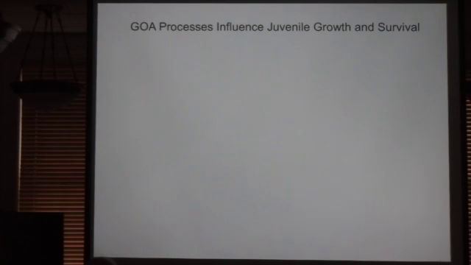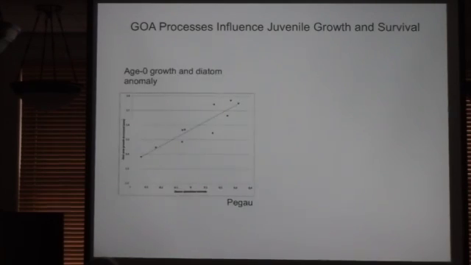So we think that these Gulf of Alaska processes are really important in juvenile herring growth and survival. And there's some other data that contribute to that conclusion, which is some of Scott's work, where he's looked at age 0 herring growth and the diatom anomaly. So here on the x-axis is diatom abundance anomaly, so we've got more diatoms and less diatoms. And then the y-axis is first year growth increments. So this is based on the scale growth data, and I'll talk a little bit about that.